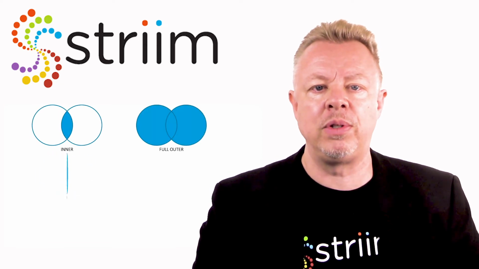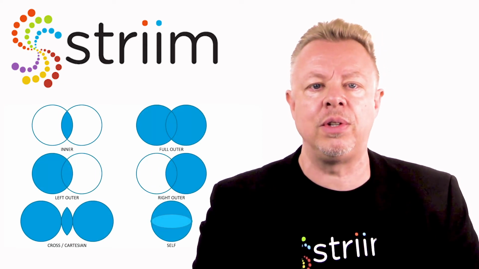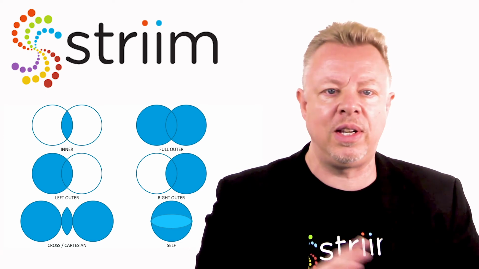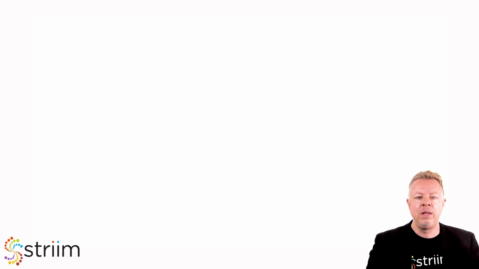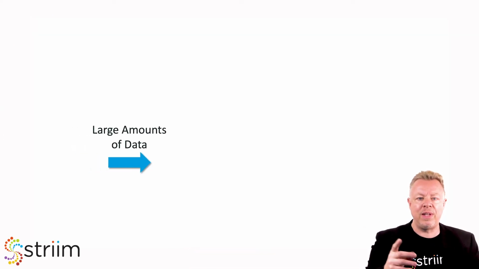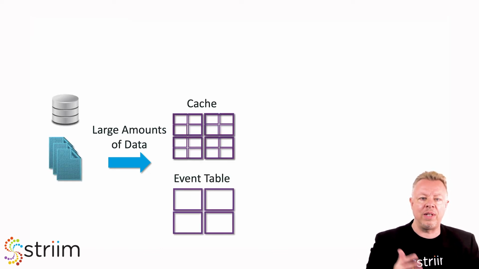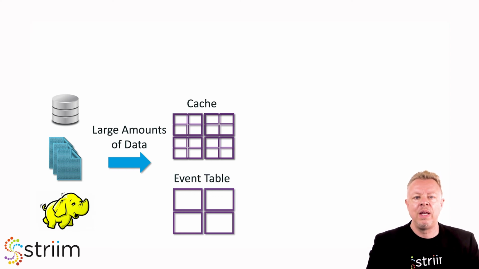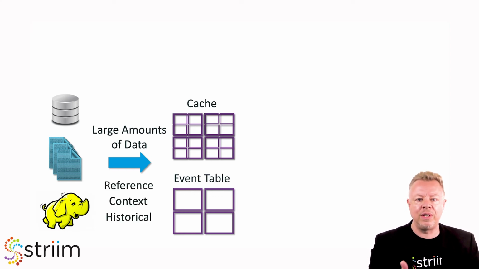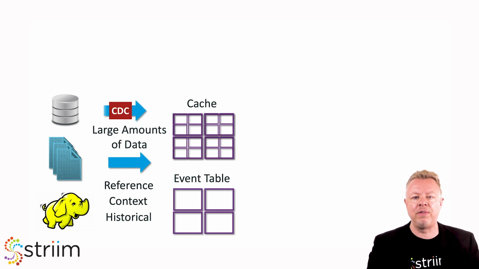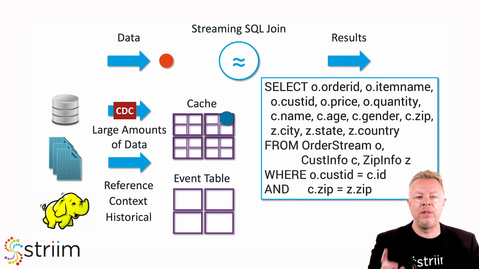The Striim platform supports all types of joins familiar to database users, including inner, outer, cross, and self joins through nested queries. Striim enables users to load large amounts of data into memory, in caches and event tables, from databases, files, HDFS, and other sources. This can be reference, context, or historical data and can be updated through the incorporation of CDC. For example, if we want to enrich the order stream to include details about customer and location, we can join with reference data loaded into caches from the customer table and the locations database.